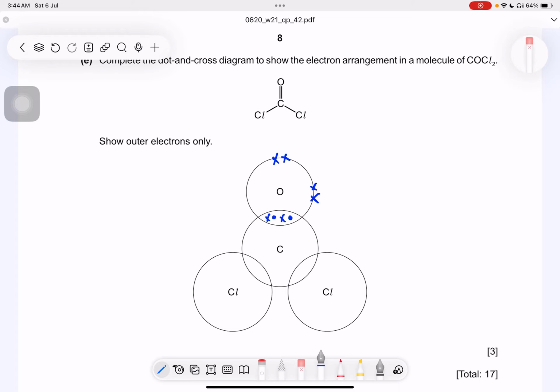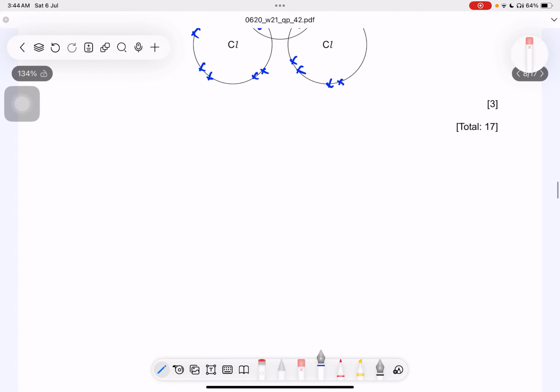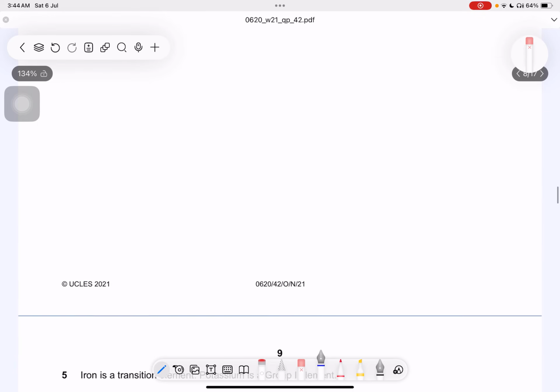As for carbon, with chlorine, there is a single bond. Chlorine also has lone pairs. From a total of 7, we shared 1 electron of chlorine, so 1, 2, 3, 4, 5, 6 are lone pairs.